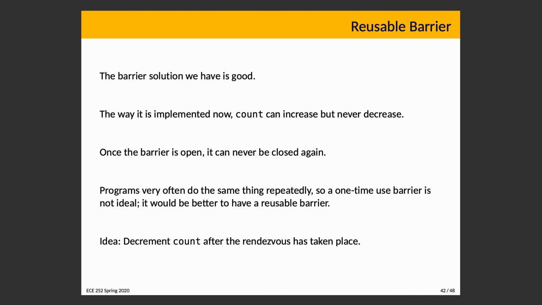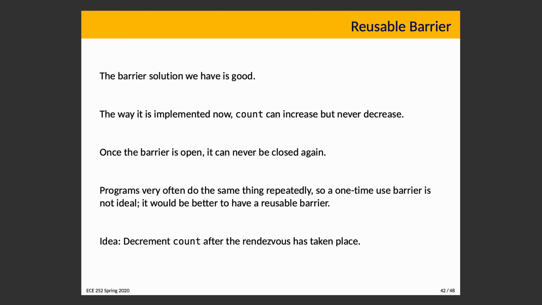The barrier solution that we have is okay. We can make it better, but it's a start. One of the things that we want to do is make it reusable. Once the barrier is opened, it can never be closed again, so we effectively have a one-time use thing. Once count gets to n, that's it. The barrier is opened. It can never be closed again. And programs frequently want to do the same thing over and over again, so a one-time use barrier is not ideal.